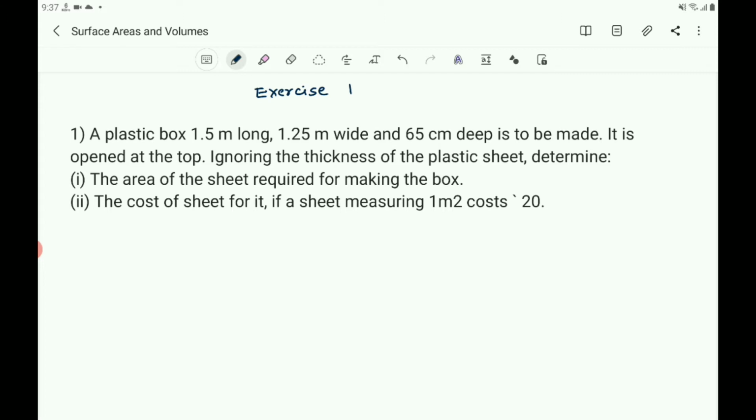The first question: a plastic box 1.5 meter long, 1.25 meter wide and 65 centimeter deep is to be made. It is open at the top. Ignoring the thickness of the plastic sheet, determine the area of the sheet required for making the box. Second, the cost of the sheet for it, if a sheet measuring 1 square meter costs rupees 20.